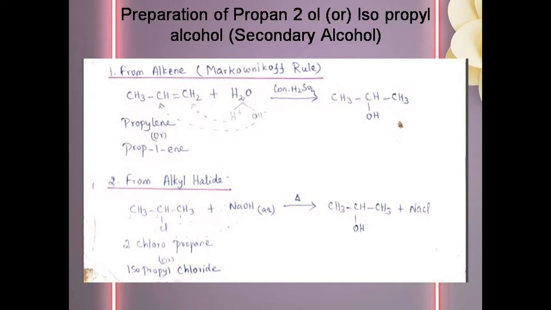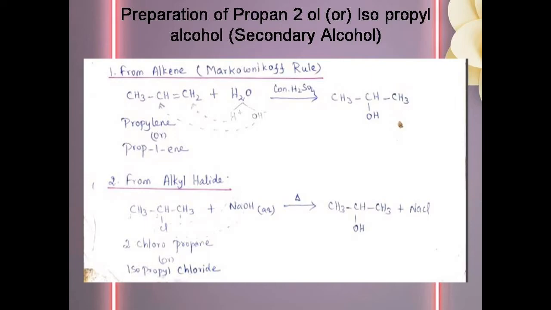Now we are going to add water in the presence of concentrated sulfuric acid. Water, how can you split? H plus, OH minus. According to our Markovnikov rule, the H goes to CH2 and OH minus goes to CH. So we are going to get the compound propane-2-ol. That is 3 carbons, propane, and the OH group is present in the second carbon. So the name of that compound is propane-2-ol.